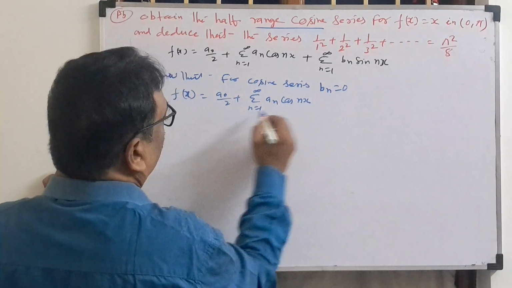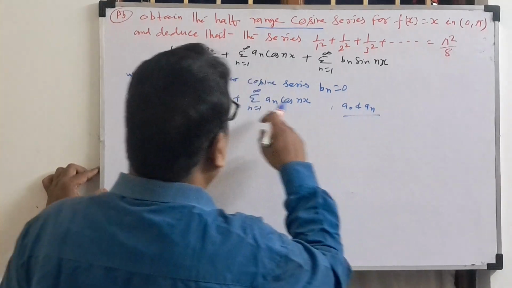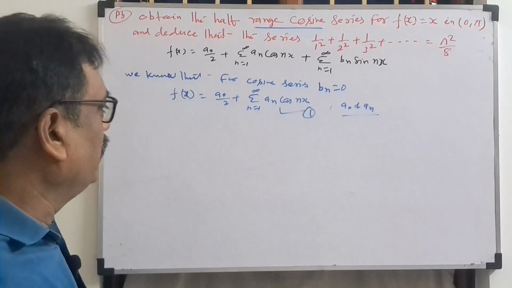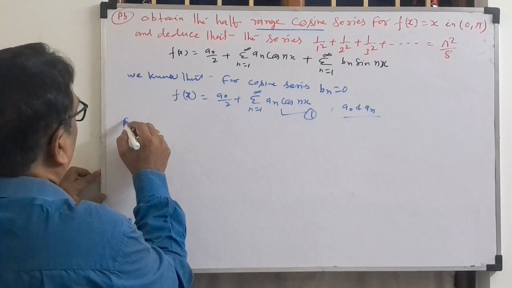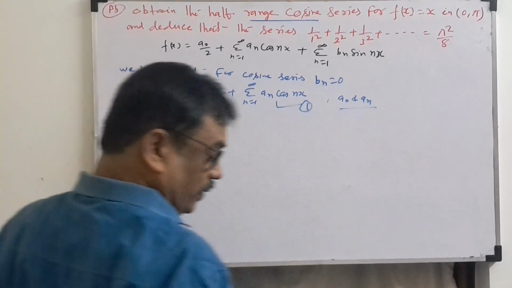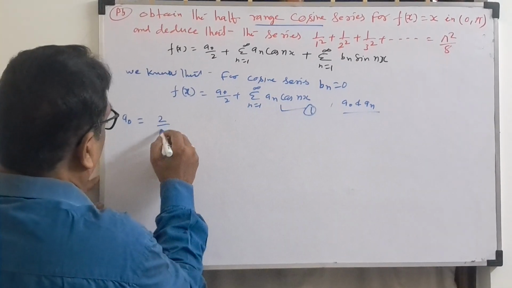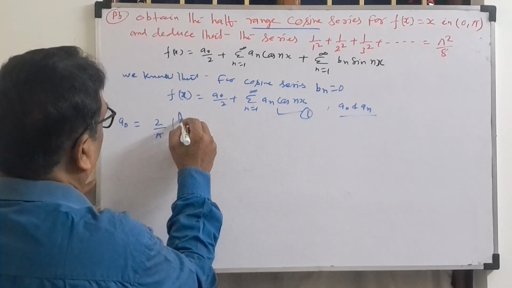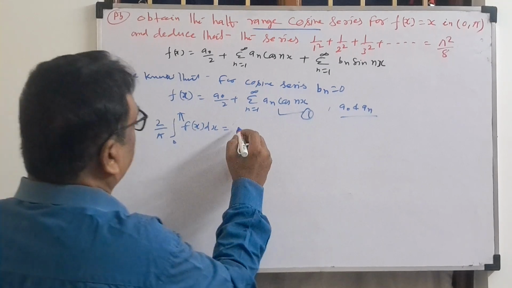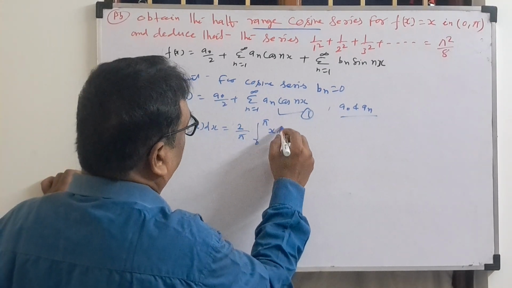So what is our unknown? a0 and an we have to find out. If we substitute into equation number 1, we'll get the solution. So we'll start now. First a0. The a0 formula is 2 by pi integral 0 to pi f(x) dx. So what is f(x) here? 2 by pi as it is, integral 0 to pi x dx.